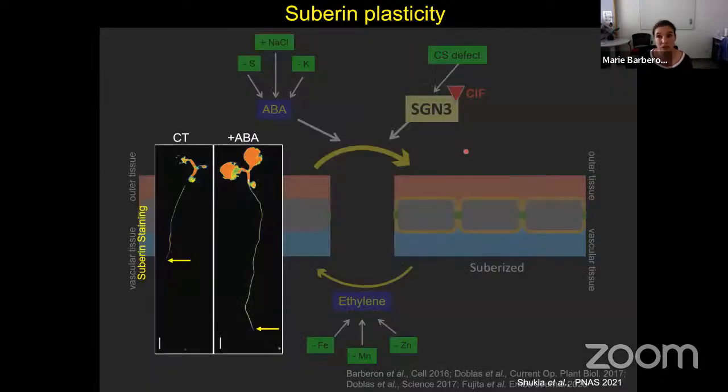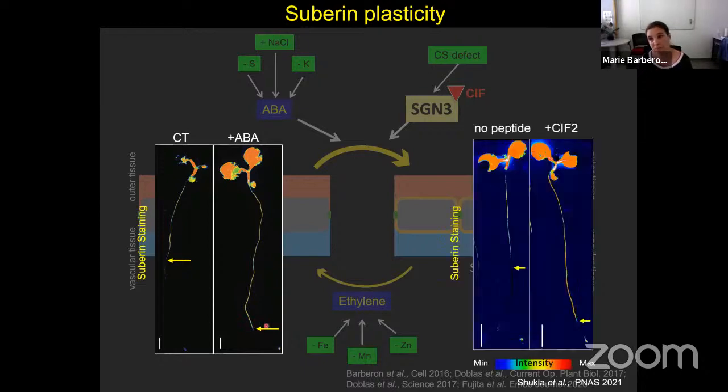Which means that we have two independent ways to induce ectopic suberization very close to the root tip. And this is what I'm showing you here. When we apply ABA for a few hours to seedlings, we have an ectopic production of suberin very close to the root tip. And if we apply the CIF peptide to trigger SCHENGEN3 signaling, we also have an ectopic deposition of suberin very close to the root tip. We don't know yet genetically, but we know that these two pathways are independent.